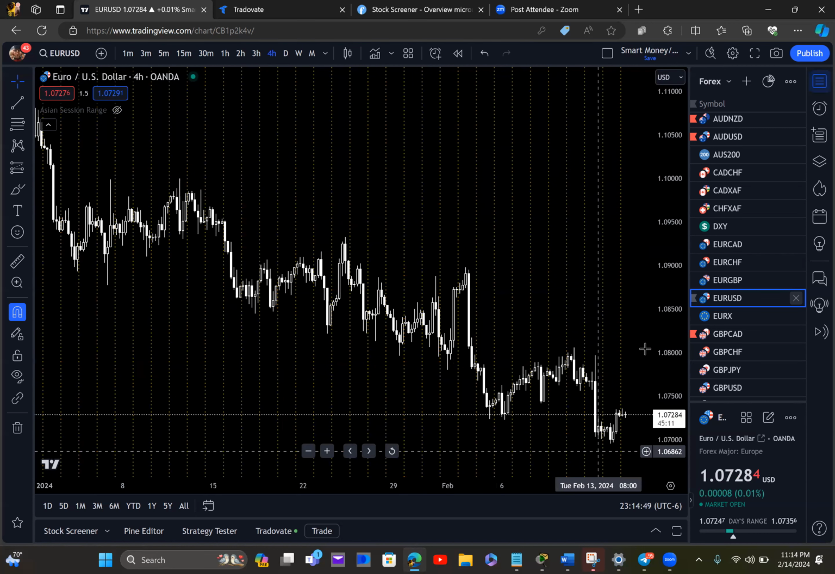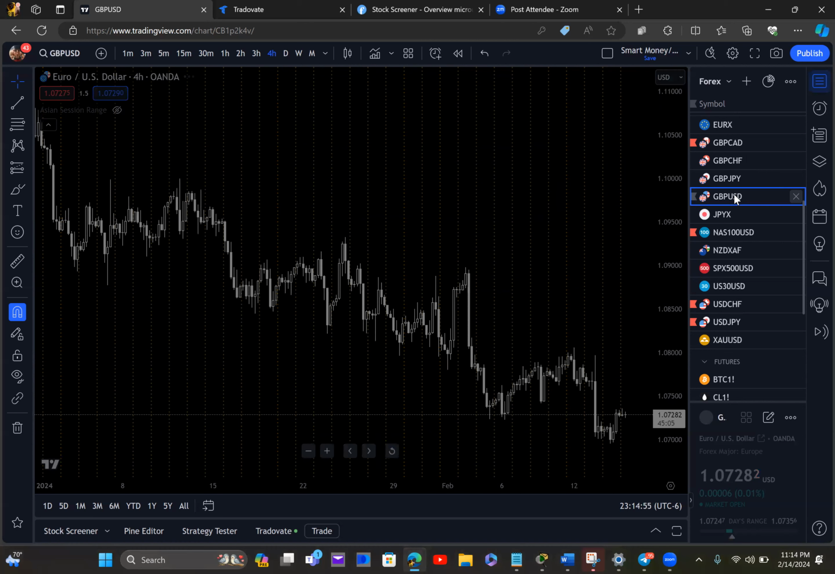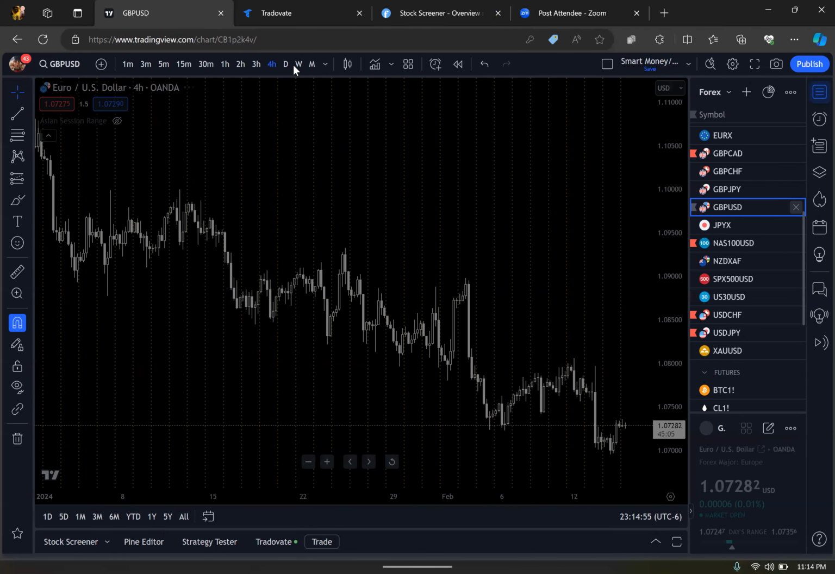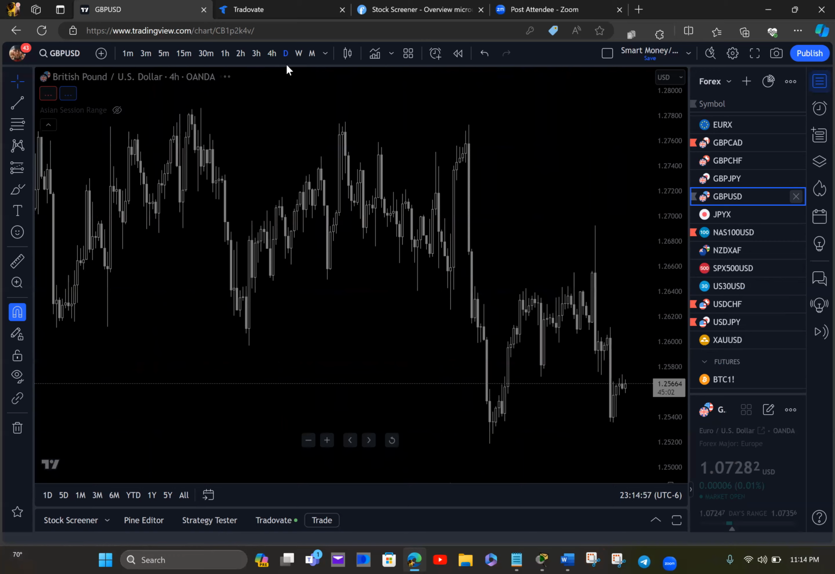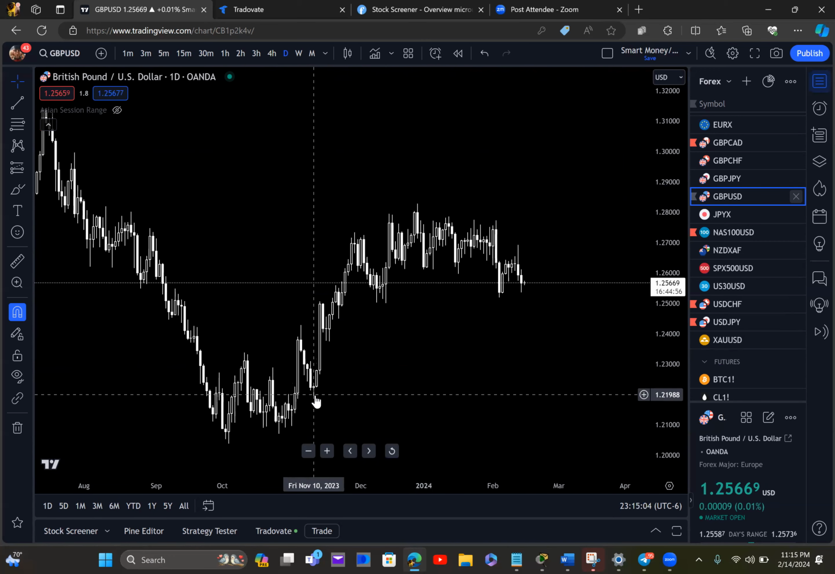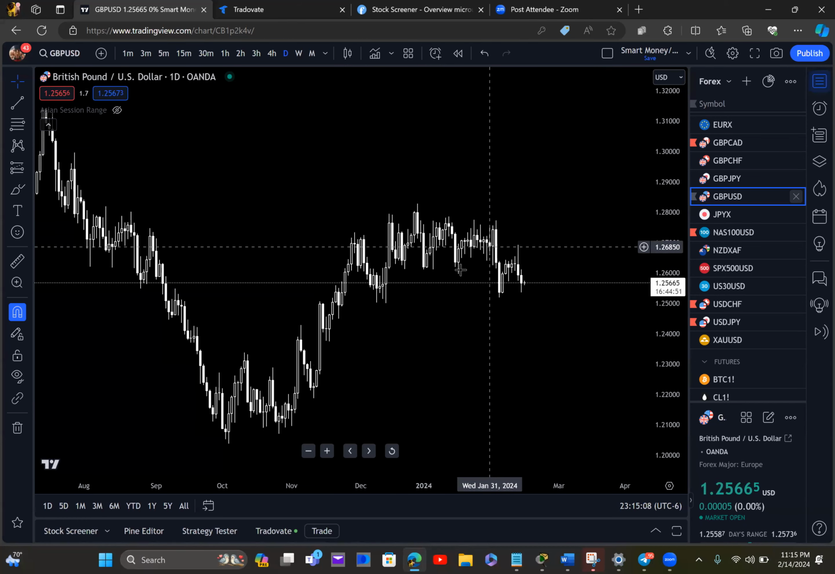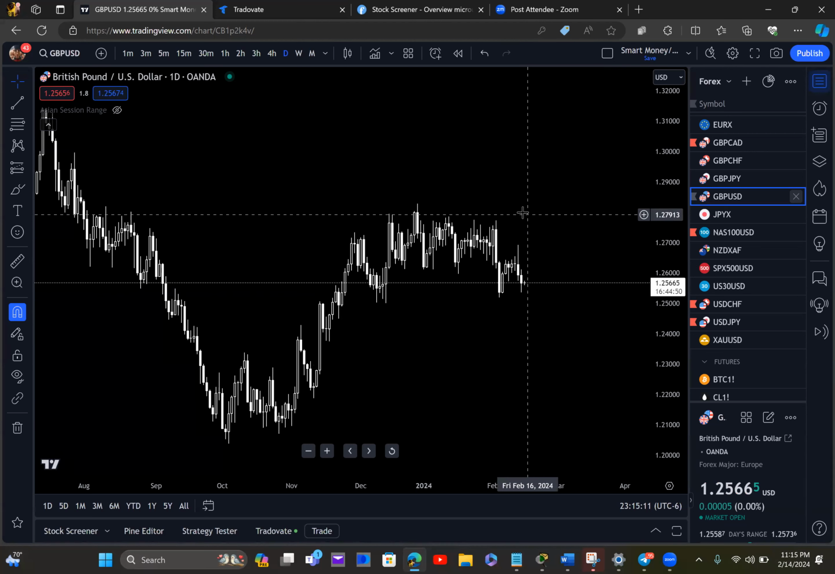All right, let's look at one more pair. Let's look at GU. Let's see what GU looks like. Put it on the daily. All right, let's see what we got over here. So price had been coming up. See, right now it's just kind of going sideways right here. But let's take a look and see.